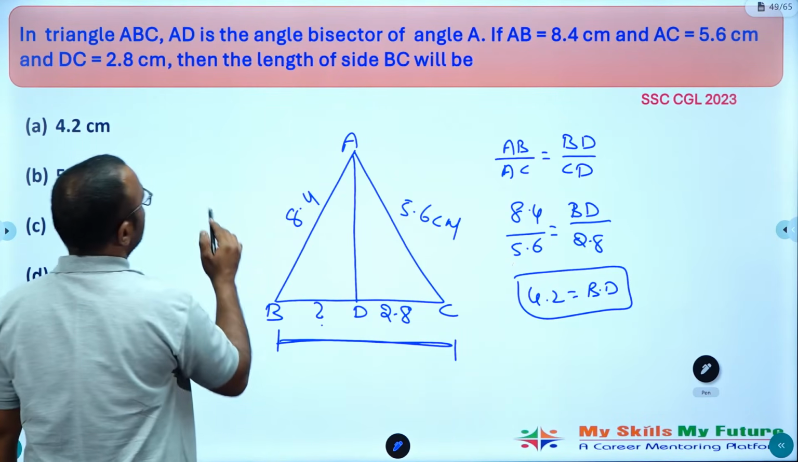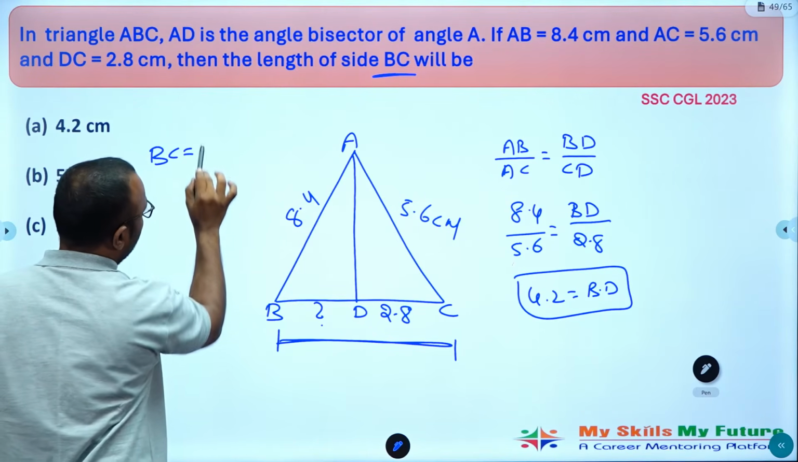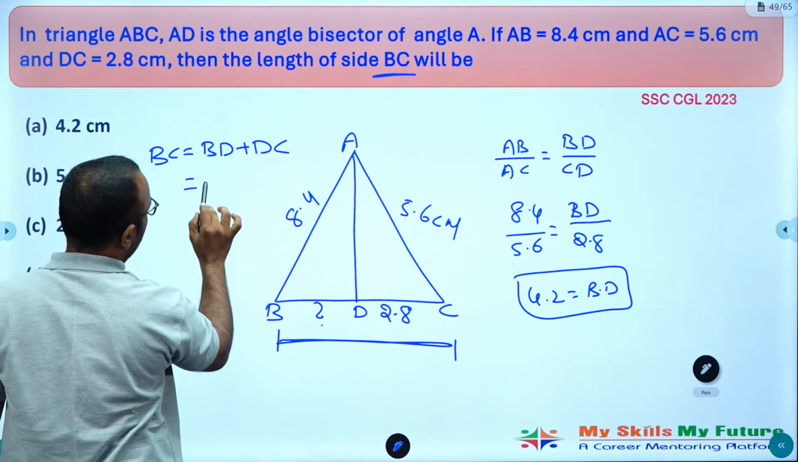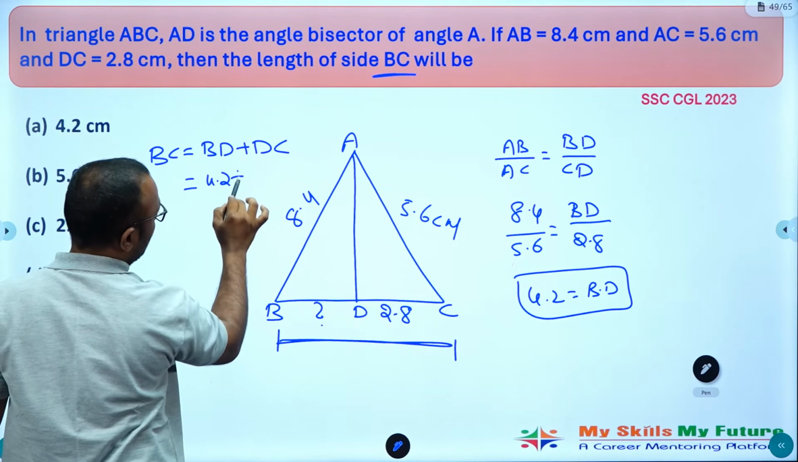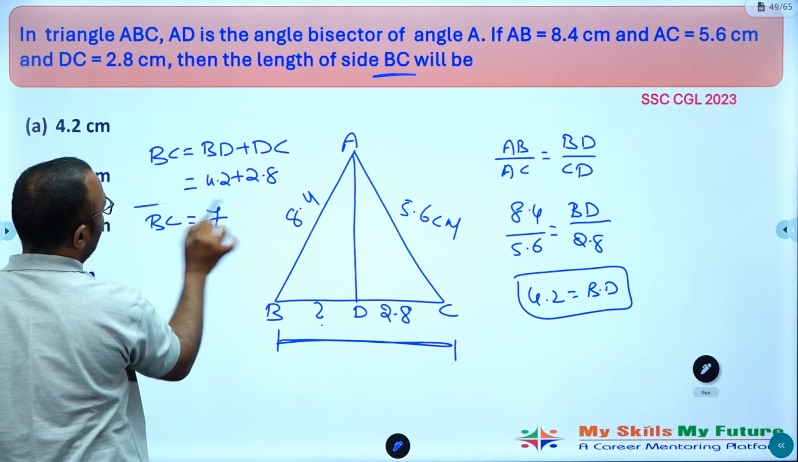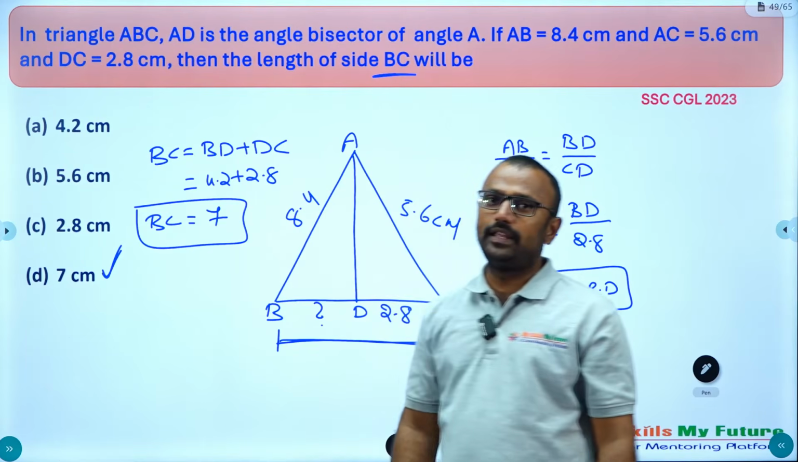So what is the question? We need to find BC. So BC is equal to BD plus DC. So BD is equal to 4.2 and DC is equal to 2.8, which is nothing but 7. So the length of BC is 7 centimeters. Option D is correct.